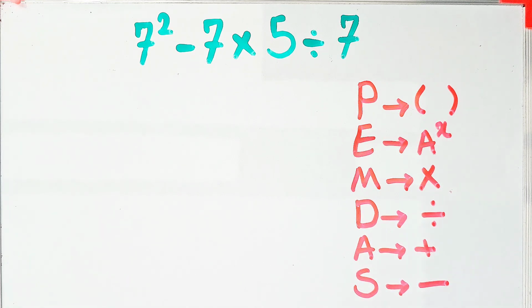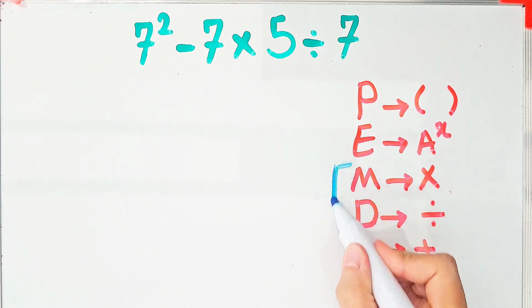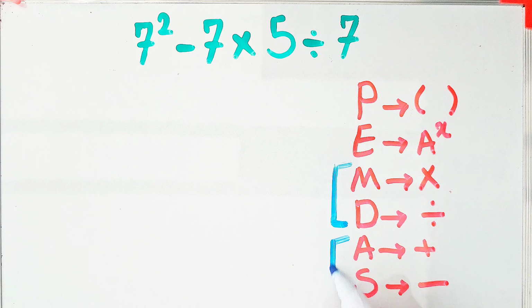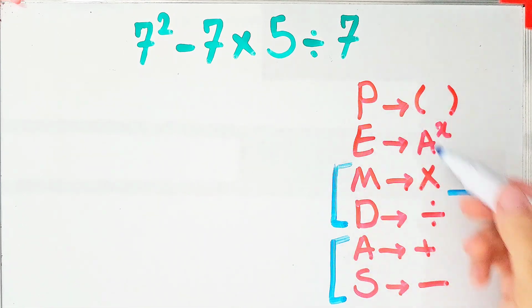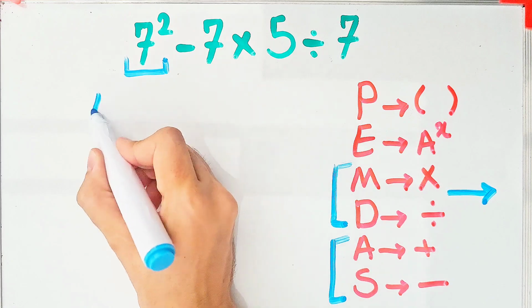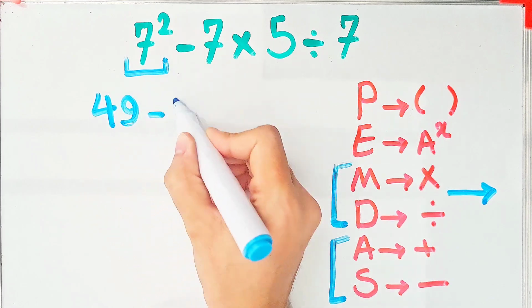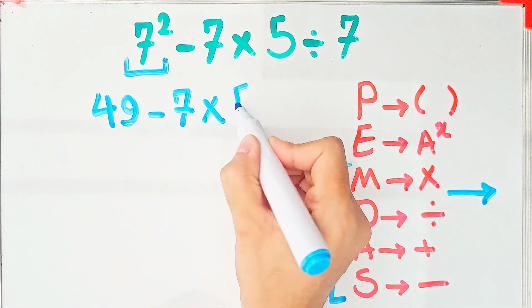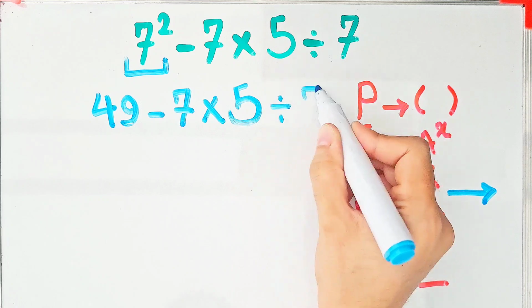Multiplication and division have the same level of priority. Also, addition and subtraction have the same priority. When we have multiplication and division or addition and subtraction, we start from the left side of the equation and simplify. According to this rule, first we simplify the exponent. 7 to the power of 2 equals 49. 49 minus 7, then times 5, then divided by 7.